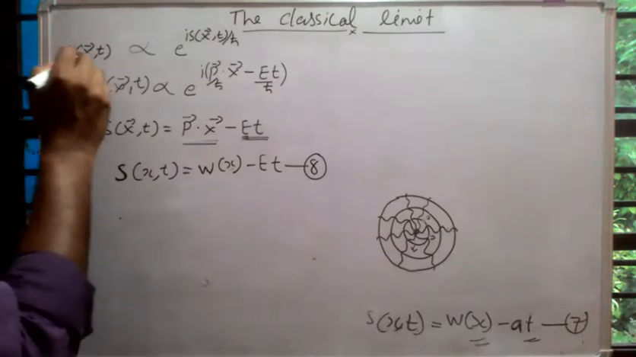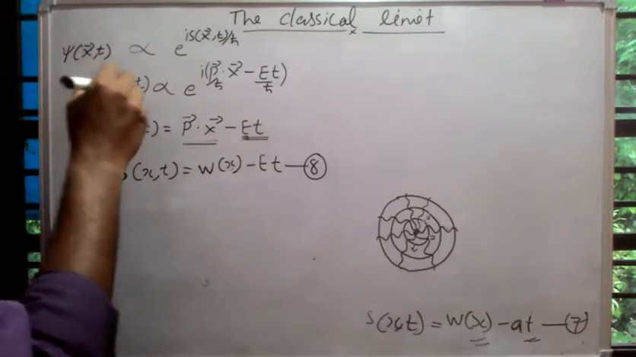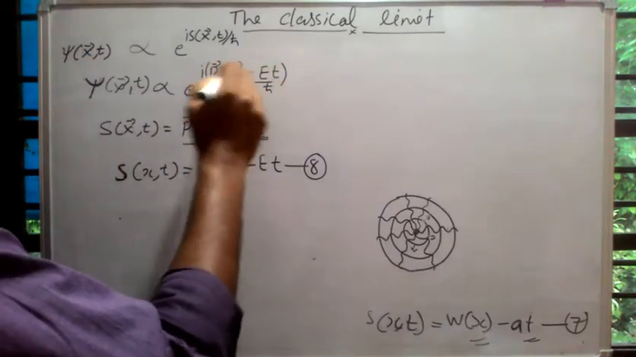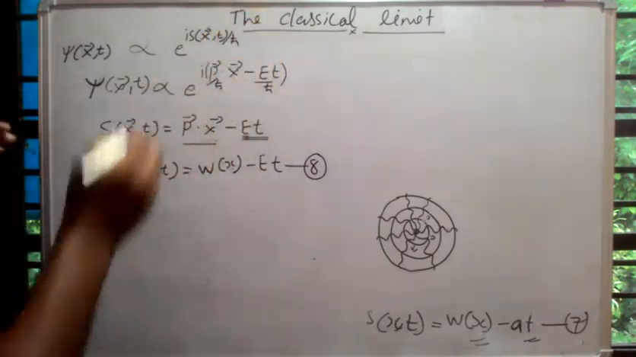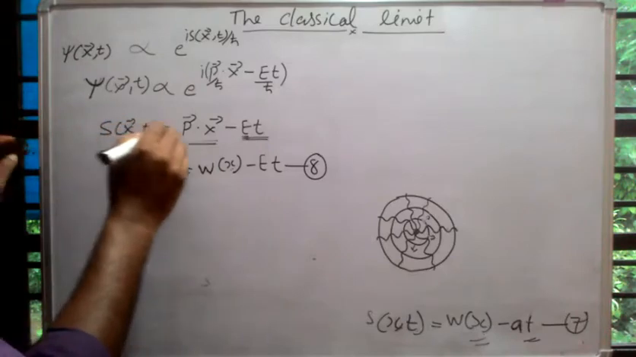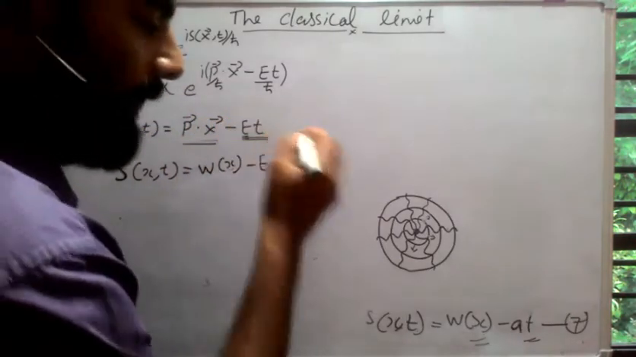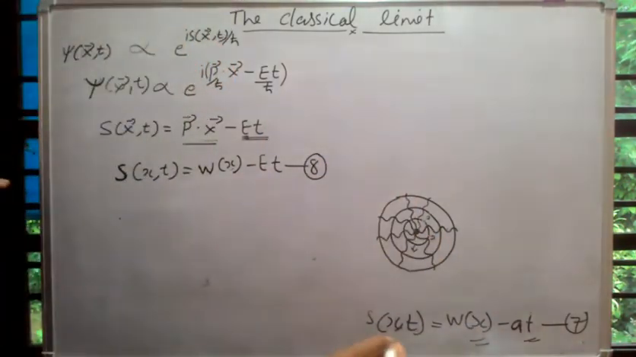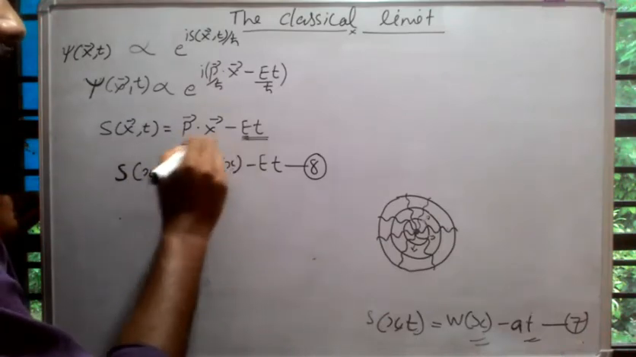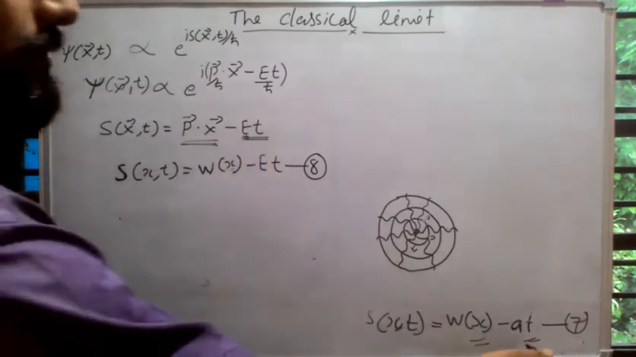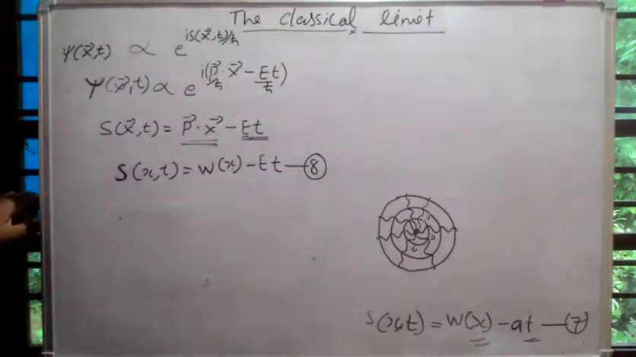The general form of the wave function is psi(x,t) proportional to e raised to iS over h cross, and the equation of a plane wave is psi(x,t) proportional to e raised to i(p dot x minus Et) over h cross. If I compare both of these equations, I can write S(x,t) equal to p dot x minus Et. And if I compare that with the Hamilton's principal function, it can be written as S(x,t) equal to a function of position, W(x), minus this constant, which is the energy in wave mechanics.